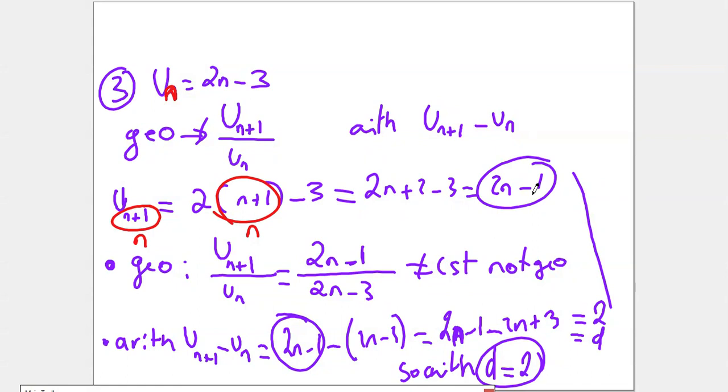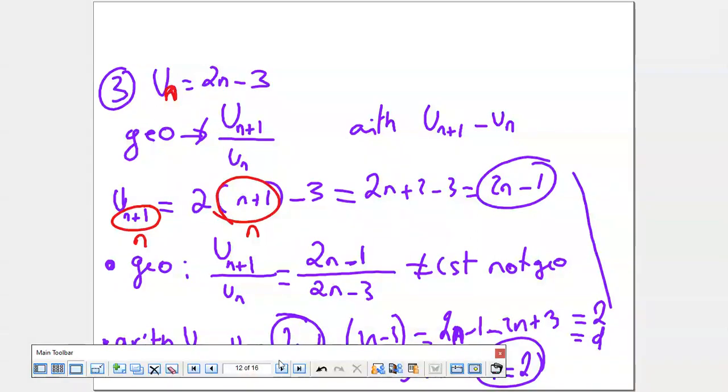And now I will do the division and the subtraction. If you do un plus 1 over un, it means 2n minus 1 over 2n minus 3. It's not a constant. I cannot simplify, so it's not geometric. Now, if I do the subtraction, I will have 2n minus 1 minus 2n plus 3, the answer is 2. It gives me a constant. It means that it is an arithmetic sequence. So this is the way how we prove an arithmetic sequence.